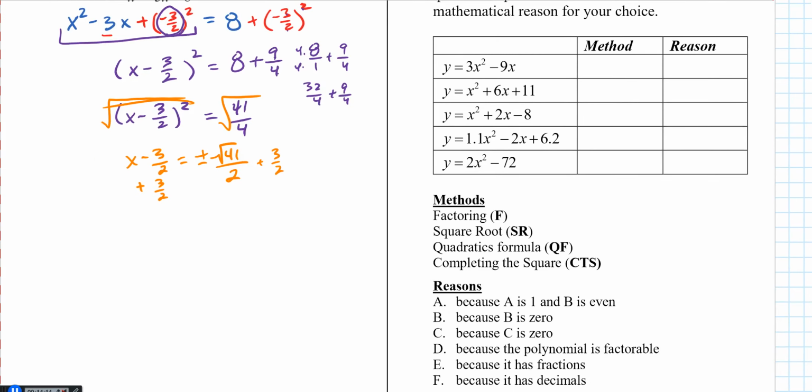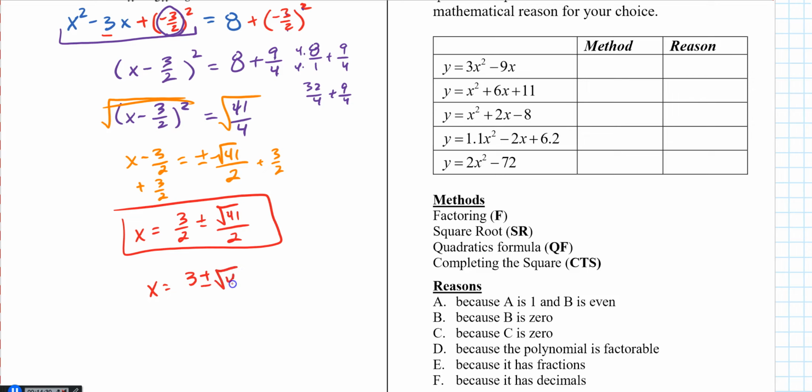and that's going to give me x equals 3 over 2 plus or minus the square root of 41 over 2. There's my answer. If I wanted to, because these had the same denominator, I could write that as 3 plus or minus the square root of 41 all over 2, one giant fraction. Both are correct.